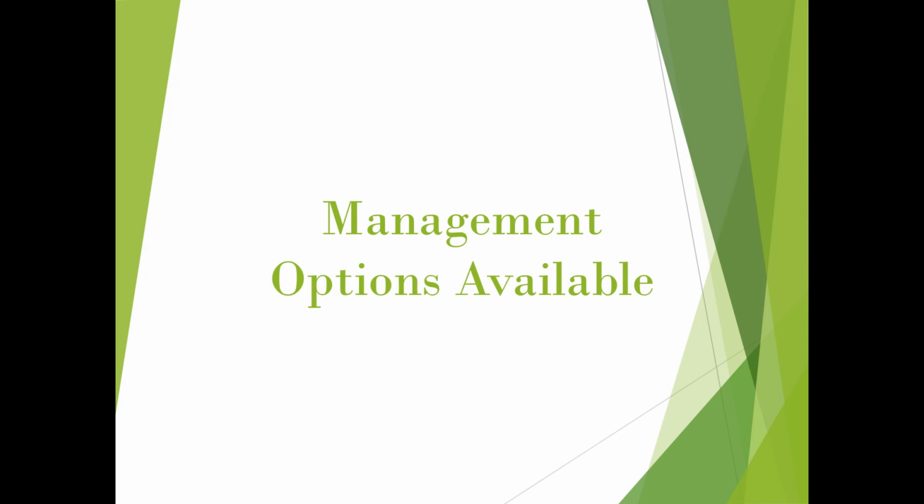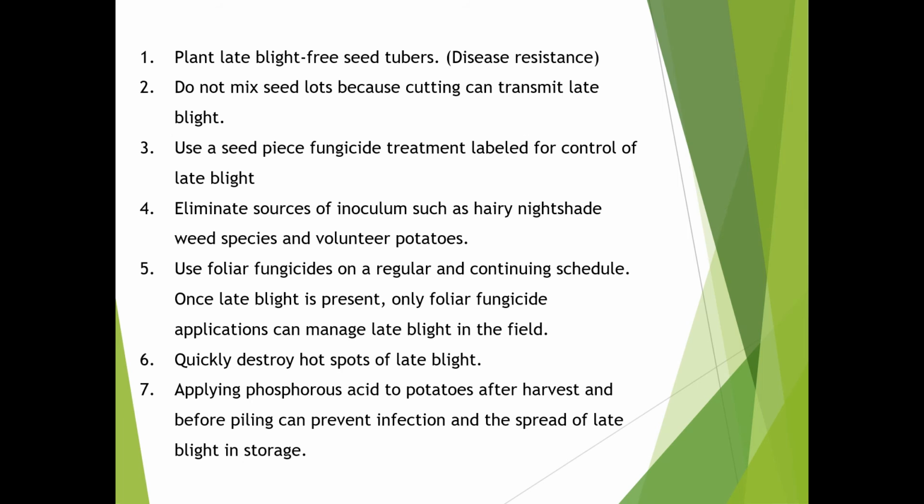Management options available: plant late blight-free seed tubers, and disease resistant varieties. Do not mix seed lots because cutting can transmit late blight. Use a seed piece fungicide treatment labeled for control of late blight. Eliminate sources of inoculum such as hairy nightshade, wheat species, and volunteer potatoes.